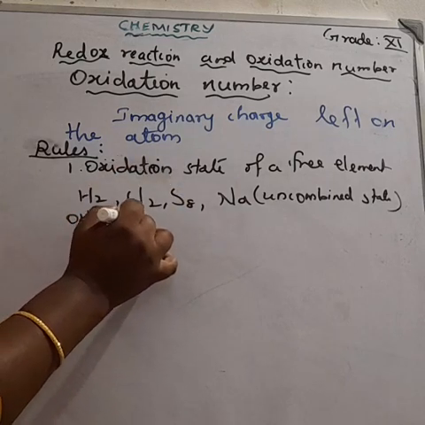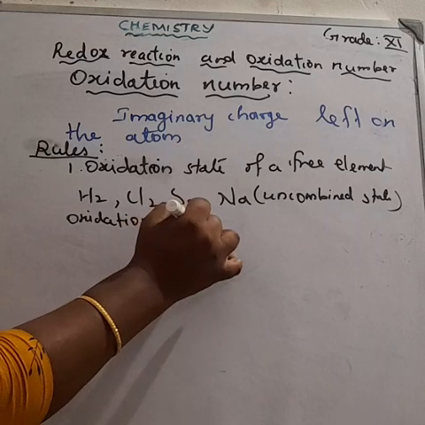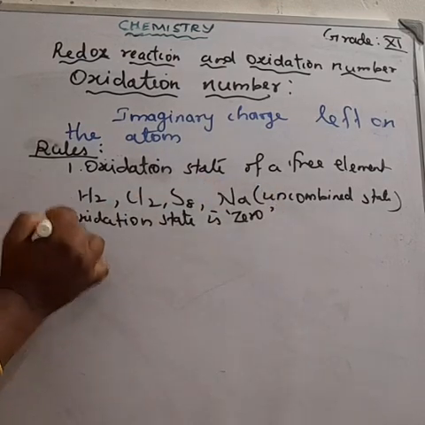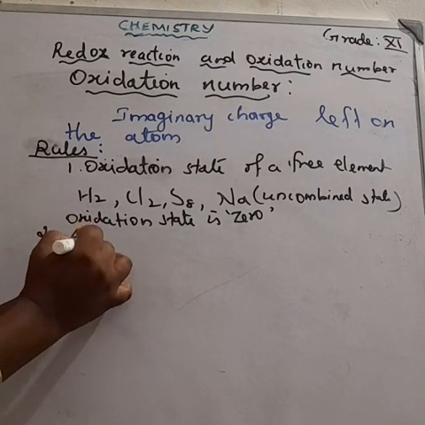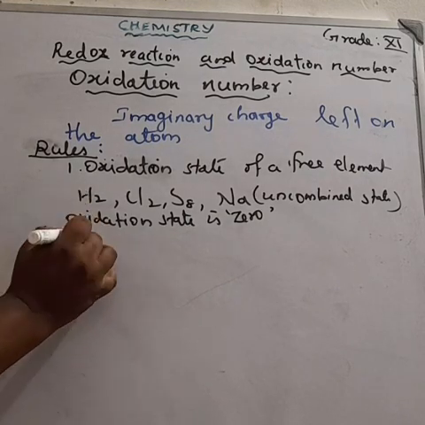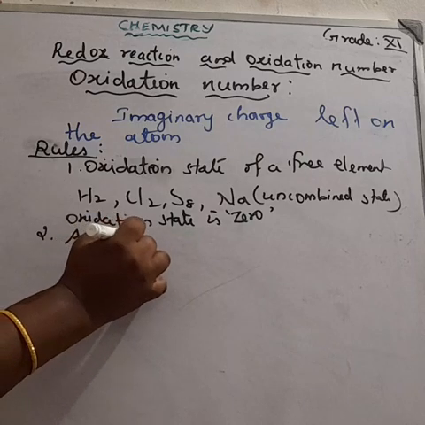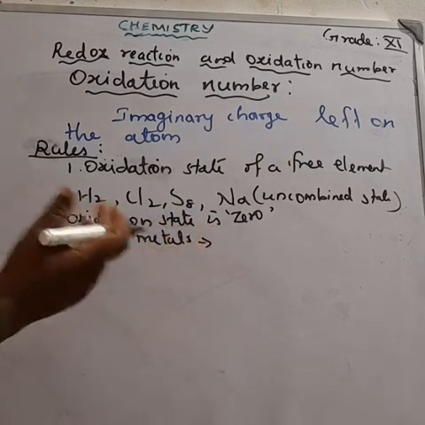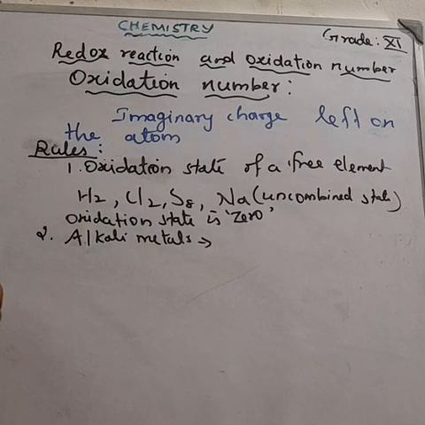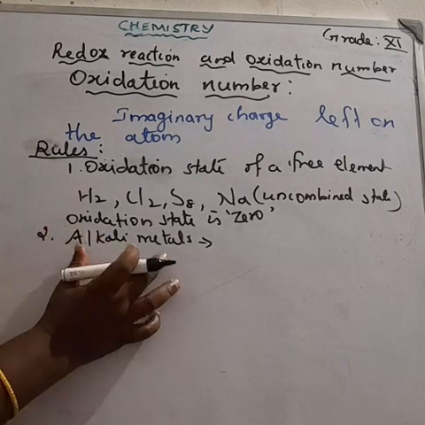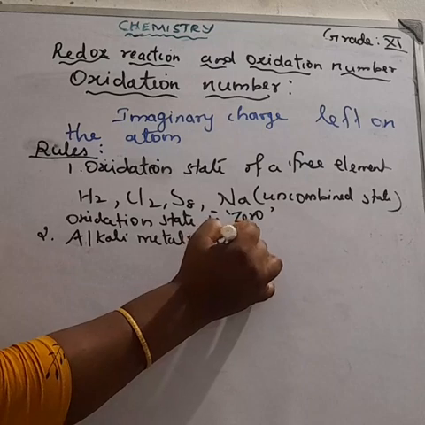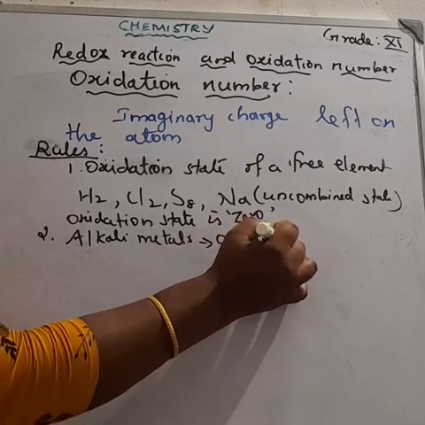Understood. And what is the second rule? The second rule: for all alkali metals, the oxidation state or oxidation number is +1. What are the alkali metals? Sodium, potassium, rubidium, cesium, strontium, radium. These are the alkali metals. So for all the alkali metals, the oxidation state is +1, but in the combined state.